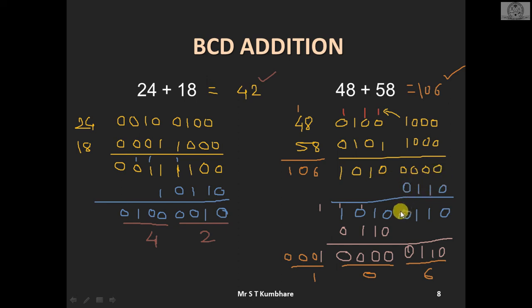After addition of this, again we'll check the result. If it is below 9, that is 1001, we'll keep it as it is. Then we'll see the next method. So this 10010 is again invalid BCD, so we'll add 6 to this. So like this, we can perform the addition.